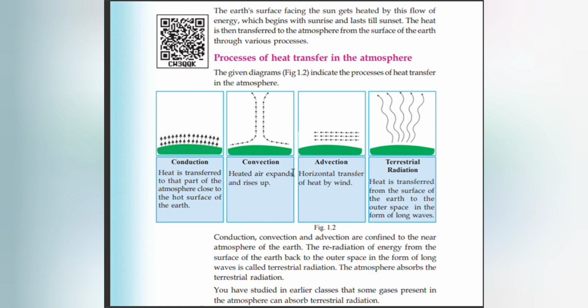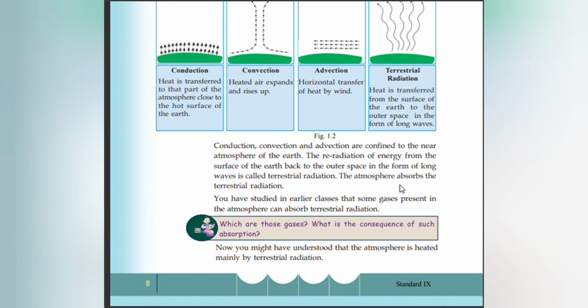Convection. Heated air expands and rises up. Advection. Horizontal transfer of heat by wind. Terrestrial radiation. Heat is transferred from the surface of the Earth to the outer space in the form of long waves. Conduction, convection and advection are confined to the near atmosphere of the Earth.